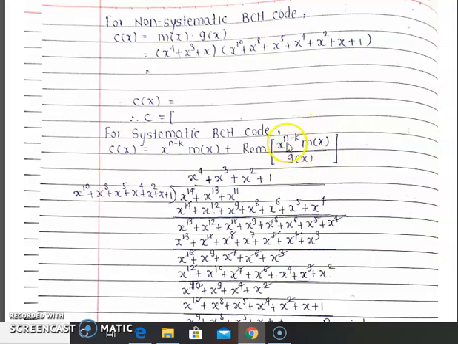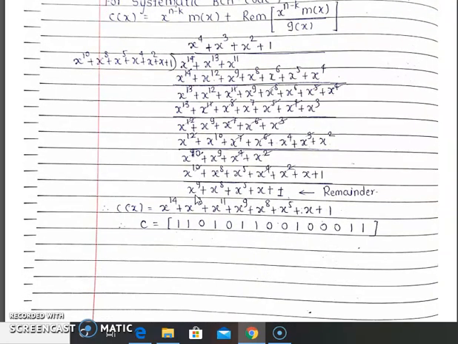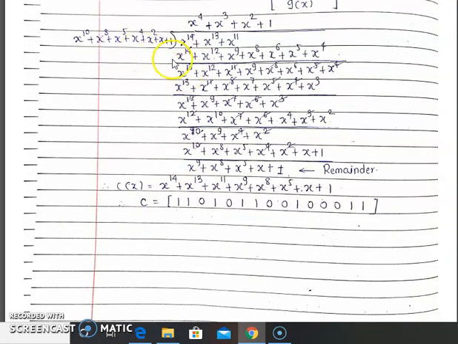So x raised to n minus k is nothing but x raised to 10 multiplied by the message polynomial. So it is coming as x raised to 14 plus x raised to 13 plus x raised to 11, divided by the generator polynomial which we already defined: x raised to 10, 8 and so on. Now divide this x raised to n minus k into m of x by g of x.